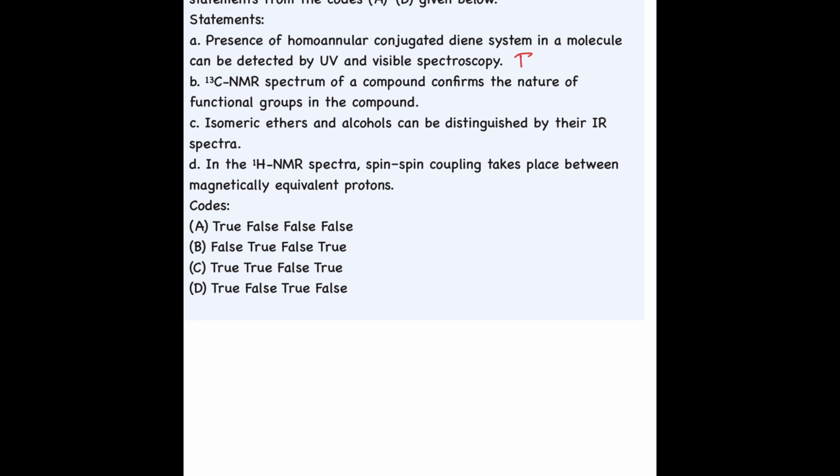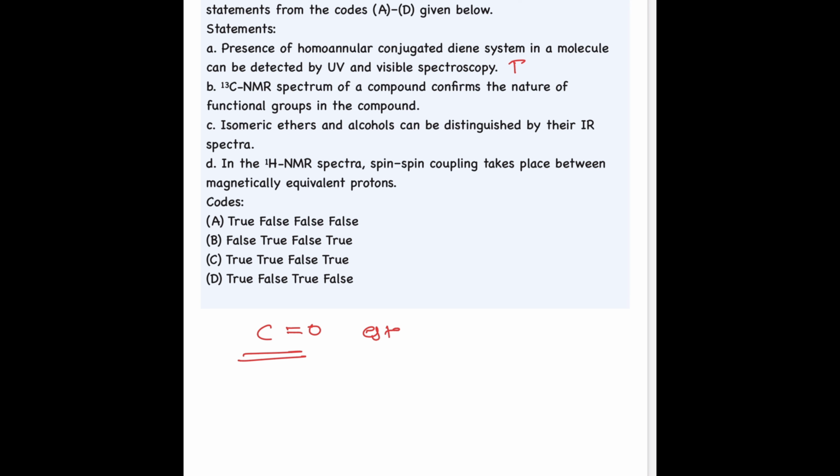How is it wrong? We see that the carbonyl frequency, most functional groups like ester, like amide, like carboxylic acid and anhydride, lies in the region of 170 to 180. So this statement is wrong, because we cannot distinguish the functional group by the help of 13C NMR, right? So that is false.